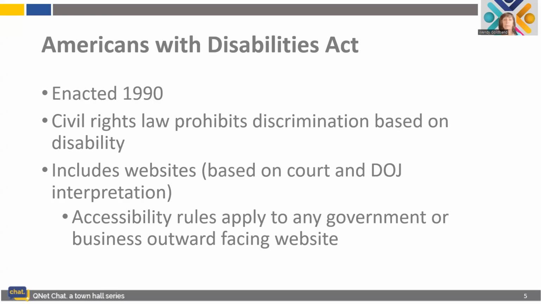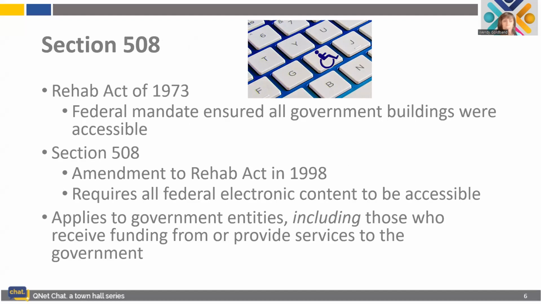Back in 1990, we had the Americans with Disabilities Act. That was a civil rights law prohibiting discrimination based on disability. According to court and Department of Justice interpretations, it included websites. So accessibility rules applied to any government or business outward-facing website.